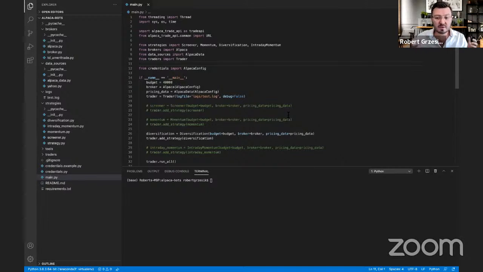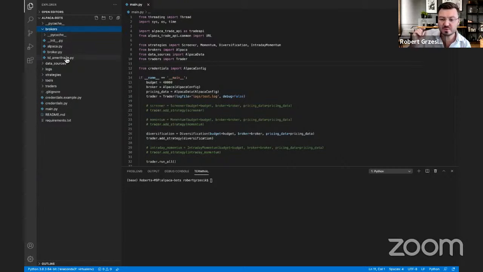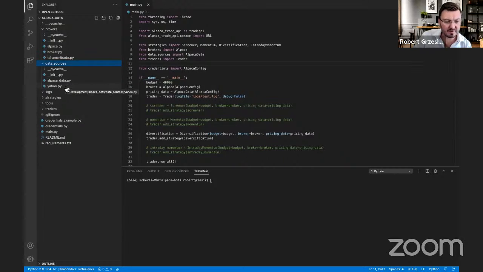If you're familiar with Python, then this should be a breeze for you, because I think this is pretty easily organized. Essentially, we have a few folders here to the left. We have our brokers, where we keep all of our different brokers, and we make it very easy to switch between one and the other. So if you want to use Alpaca, that's fine. If you want to use TD Ameritrade, that's fine. We make it very easy for you to switch between the two. We have our data sources, which have Alpaca data. We have Yahoo, and we're continually adding in more and more.